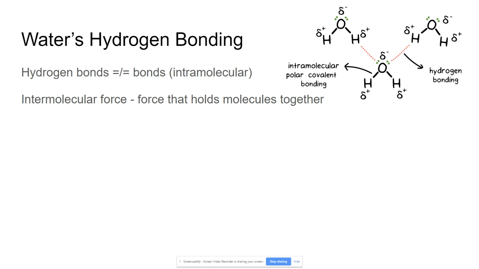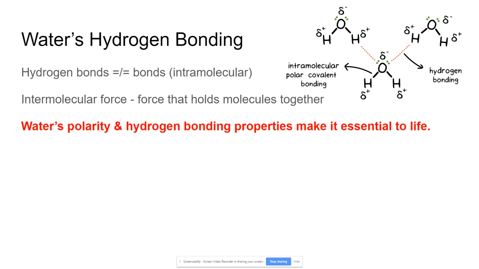And so the most important takeaway from this set of notes is that water's polarity, having a positive and a negative end, allows it to hydrogen bond. And this hydrogen bonding ability makes it essential to life and life's processes. And let me provide you some examples of this.